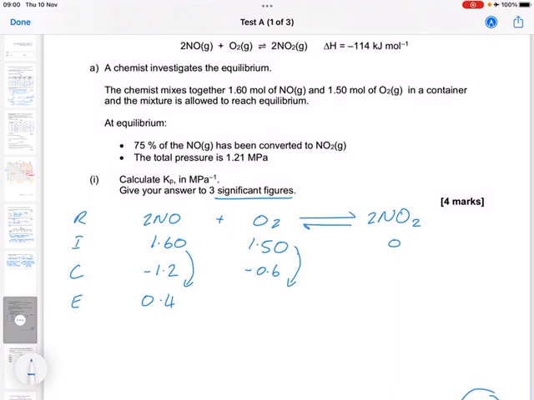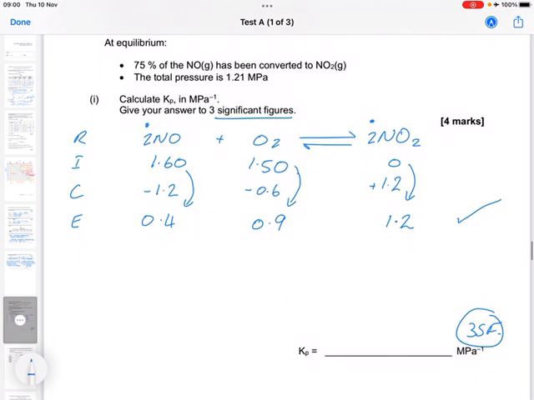So at this point I'm going to have 0.9 moles of that, and then from here to here it's a 1-to-1 ratio, so plus 1.2 moles here, so 1.2 there. So all of those will get you one of the marks. So I've got my amounts at equilibria.